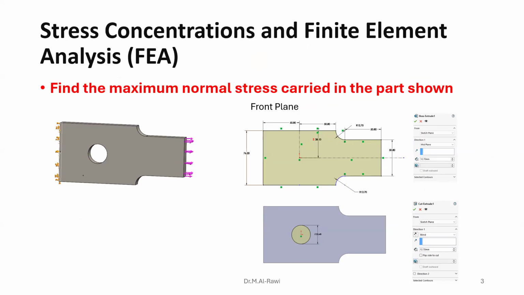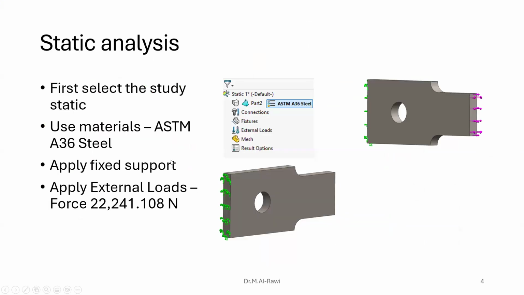The boss extrude uses mid plane, and the distance for that is 12.7. Then when you create the hole, you also cut through, the blind cut, and then you generate. The material is ASTM A36 steel. You select that from material properties. And you also apply a fixed support at this end and a load with the value 22,241.108 newtons, in that direction on that face.